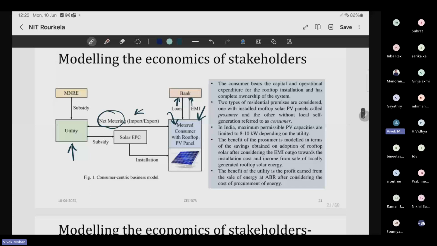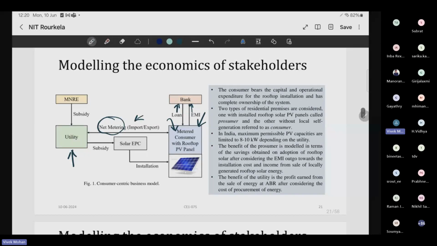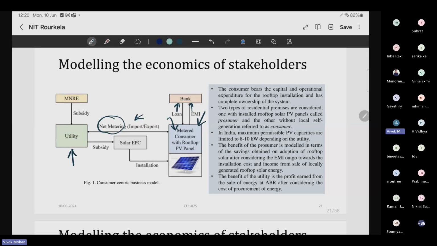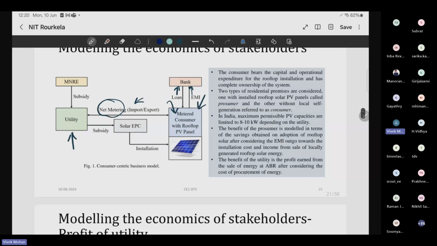India has already committed to reaching some renewable energy goal by 2030 in the Paris Agreement. So to address that, the government has to encourage rooftop PV installations, but at the same time, the policy should not be biased, or it should not give benefits to one of these parties. There should be a win-win situation.